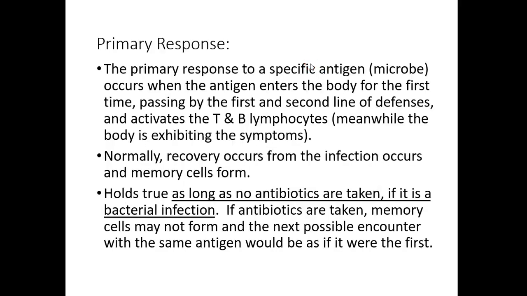Now, because we have that memory, we refer to our response rates as two types. It's either a primary response, and that's the very first time we encounter an antigen, or we have secondary responses. So the very first time we come into contact with a particular antigen, if it makes it past that first line and that second line of defense, and it makes it to the third line of defense, then we have to activate those T cells and activate those B cells.